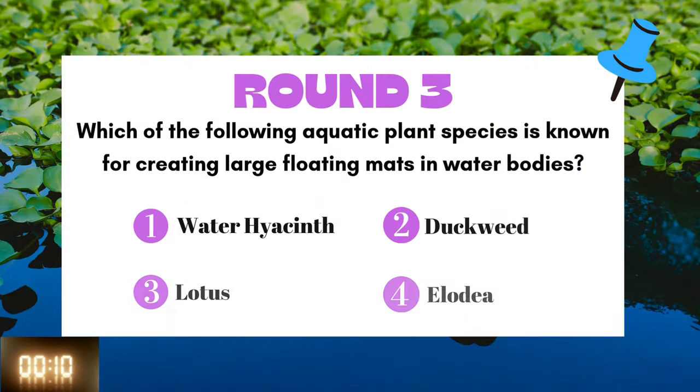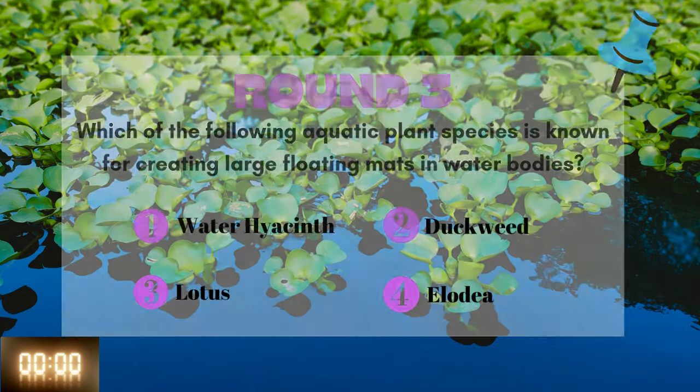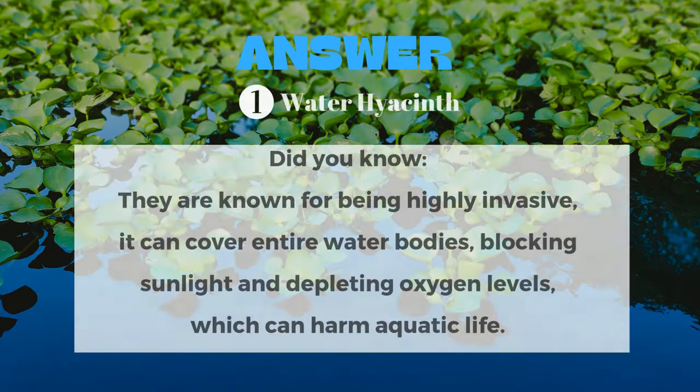Round 3. Which of the following aquatic plant species is known for creating large floating mats in water bodies? The answer 1. Water hyacinth.